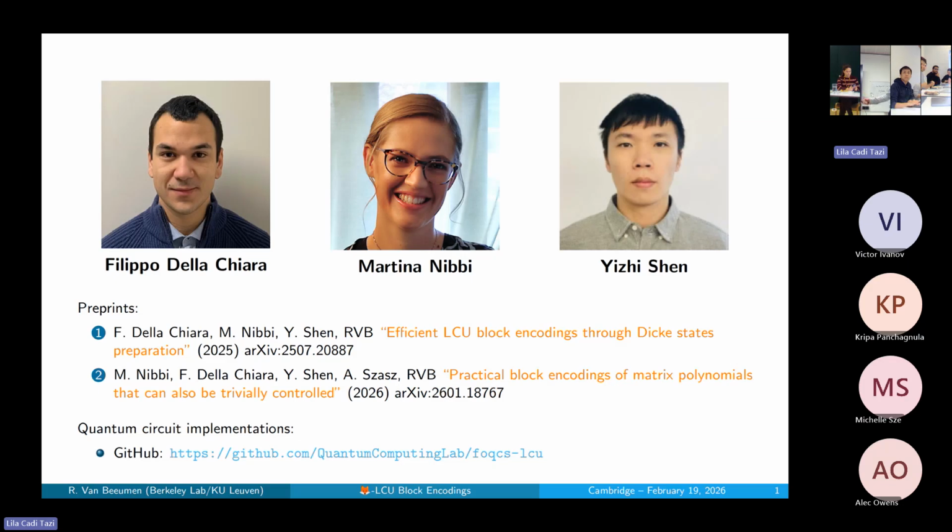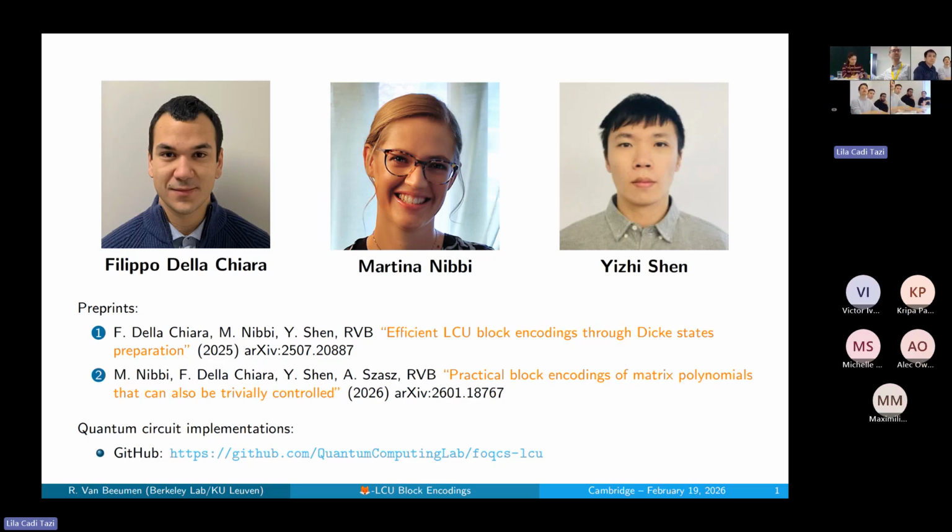The people who did the hard work are Filippo and Martina, who interned with me last year at Lawrence Berkeley National Lab. So we have two preprints. The first part will be about the first one: block encodings through Dicke-state preparation. Then we have some recent results where we leverage this to also go to controlled block encodings, which enable efficient Hadamard tests, as well as polynomial transformations. And all software and circuit implementations are available on GitHub.